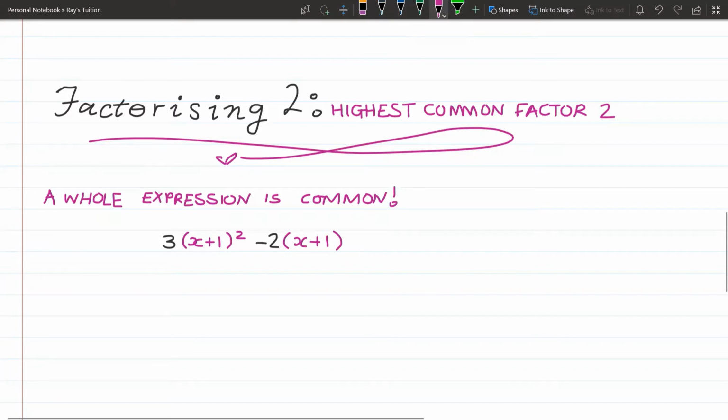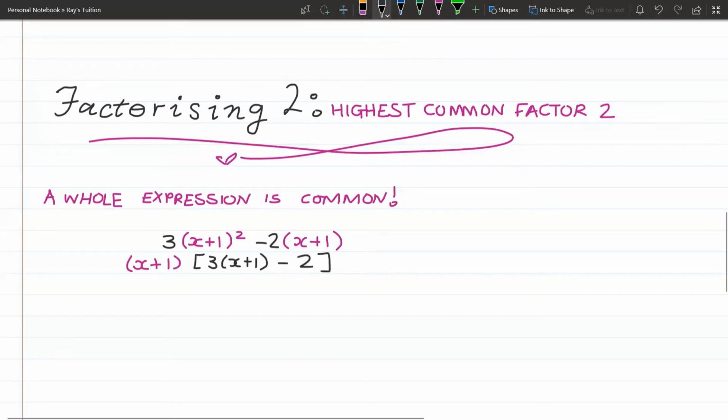Now let's have a look at this example. We have 3 times (x + 1) squared minus 2 times (x + 1). As you can see, the (x + 1) is common in both terms, so we're going to take it out as a common factor. So we're going to take out 1 lot of (x + 1) because this second term only has 1 and the other one has 2. And what's left over is the 3, and we've only 3(x + 1) divided by (x + 1), there's going to be 1 left. So (3(x + 1) - 2).